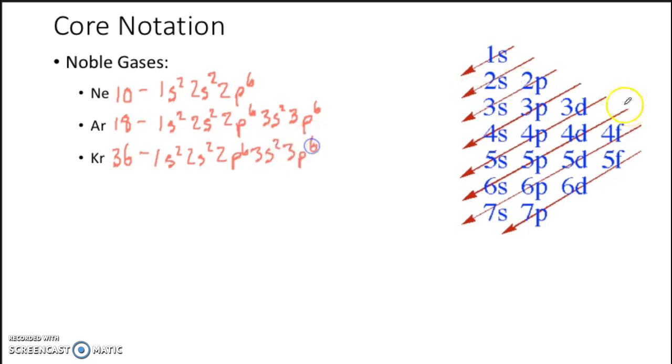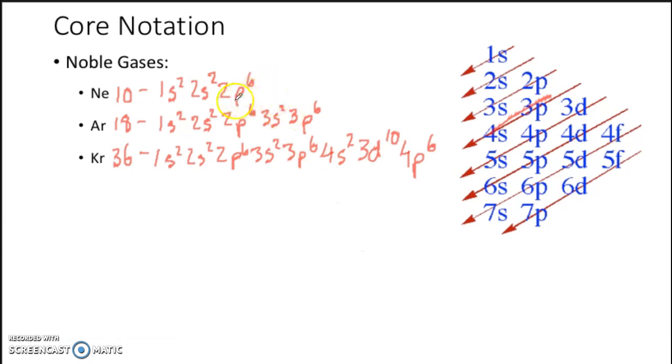So that's 18. After 3p, follow the arrow down. I'm using 4s. That's 2. 18 plus 2 is 20. From 4s, I loop back up to 3d. That is 10. So I've gone from 20 plus 10 to 30. It's a big jump from 3d to 4p. And I was at 30. I need 6 more.